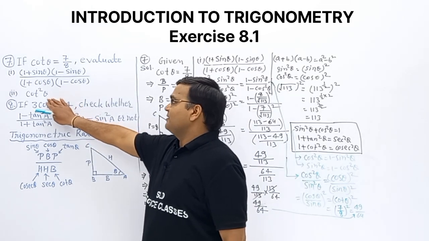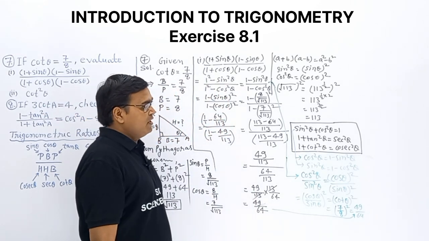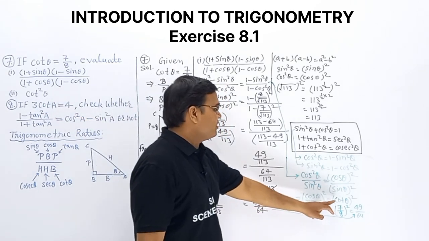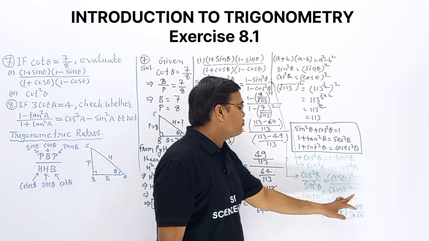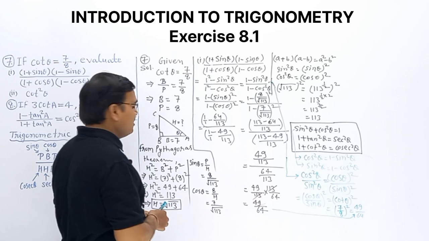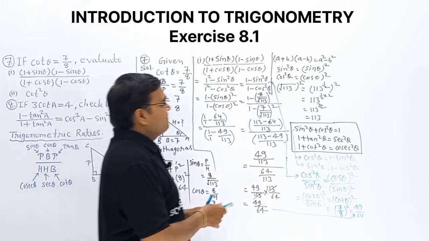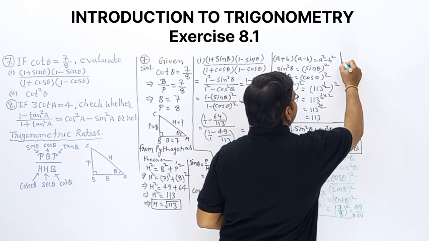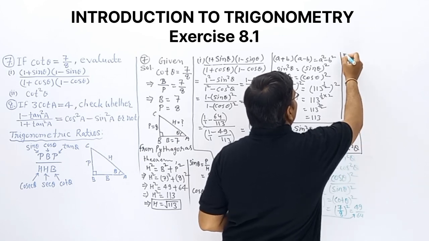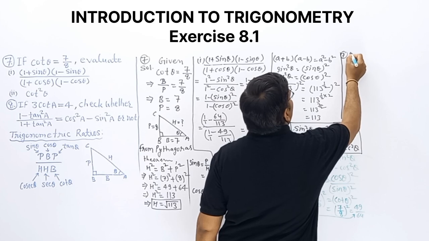Now, next question is cot square theta. Observe this one. This is the question. Cot theta whole square is cot square theta. This is an easy question. Observe, we can do it there. Question number 7, the second one I am taking.